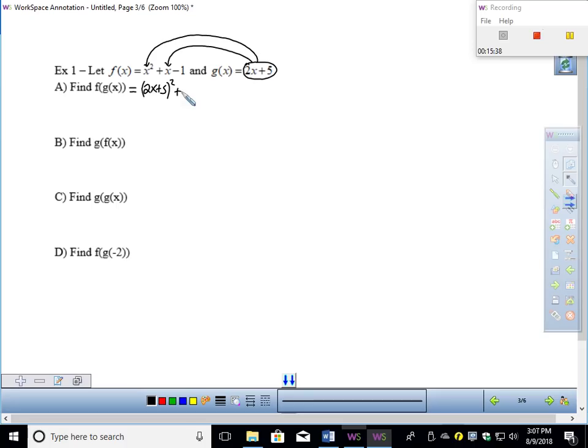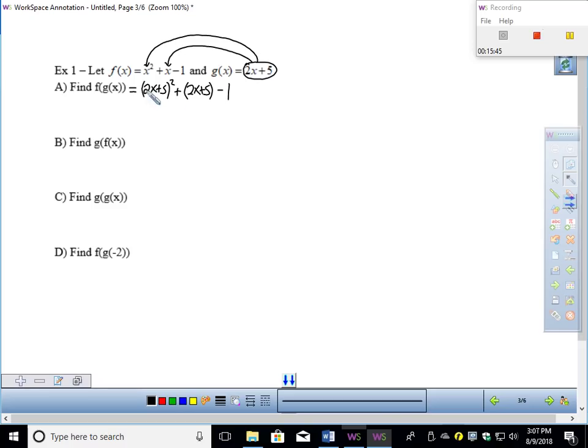And then plus, instead of x, it's just 2x plus 5. And then minus 1. That's it, everybody. G of x replaces the inputs of the f function. All right, now we play cleanup, everybody. You guys are experts at this.